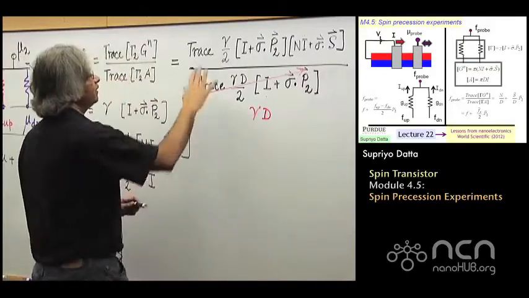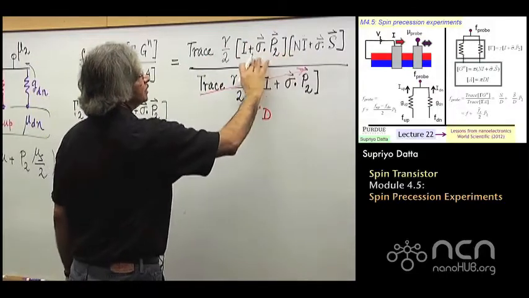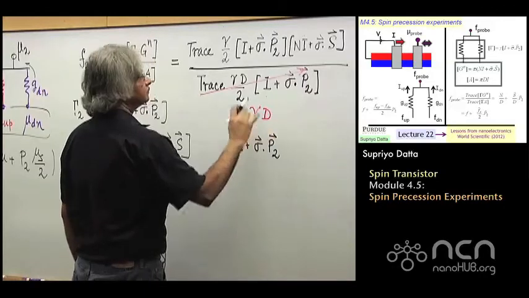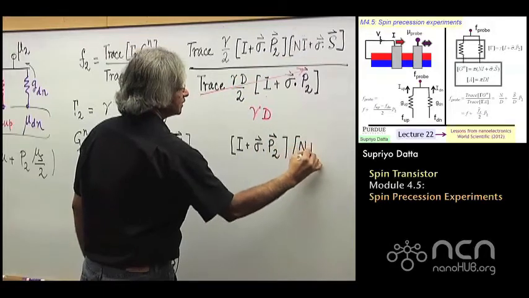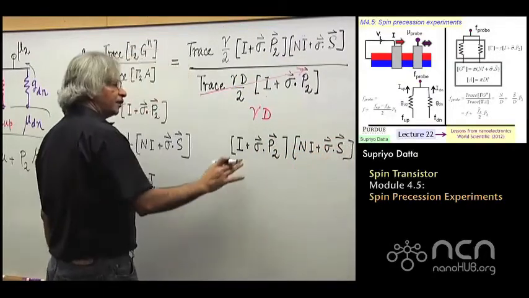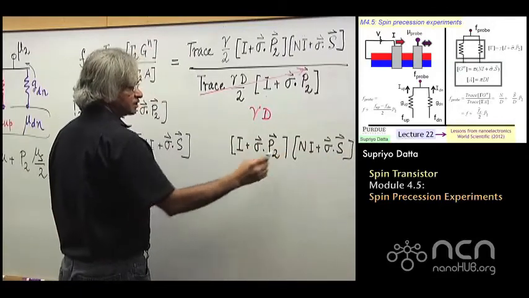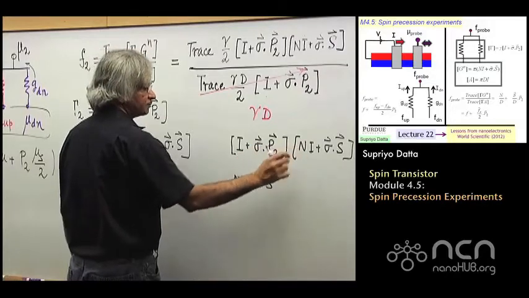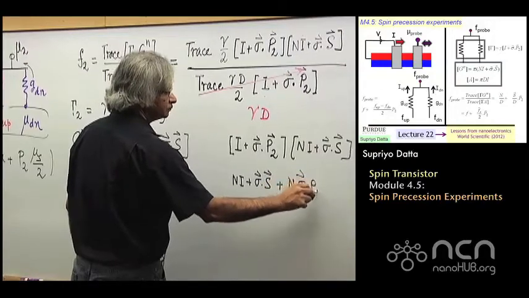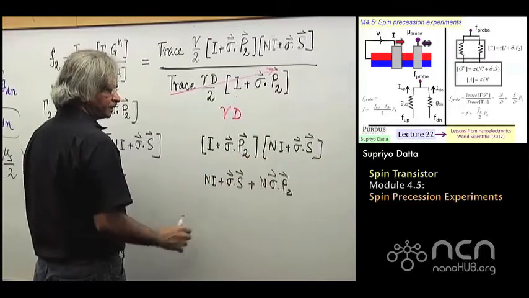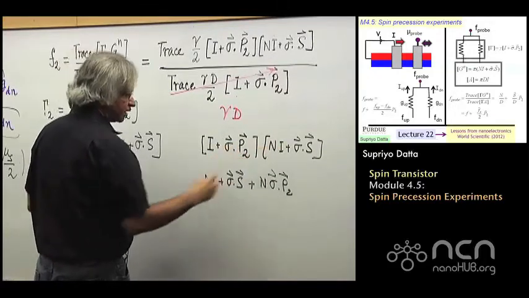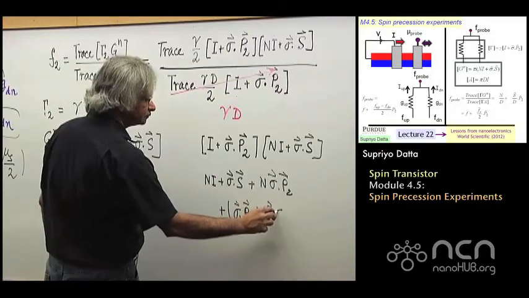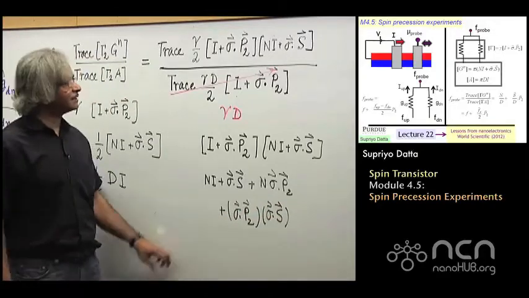Okay. Now the numerator requires a little more discussion. When I'm looking at the top, there's a product of two things. You have I plus sigma dot P2 times N I plus sigma dot S. And when I multiply it out, the first I times this will just give me N I plus sigma dot S. That's easy. Then the sigma dot P2 times this gives me N sigma dot P2, and then the difficult one, which involves two sigmas: a term which looks like sigma dot P2 times sigma dot S. So this is the quantity whose trace I need.